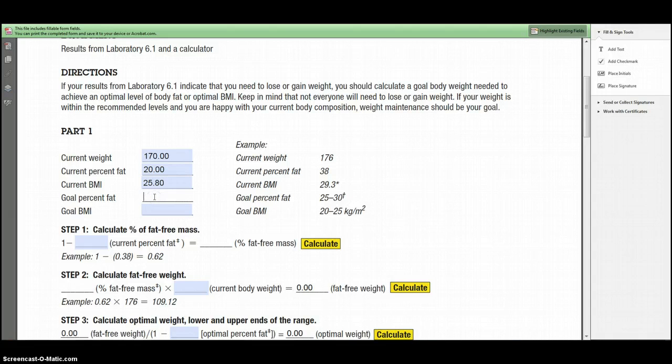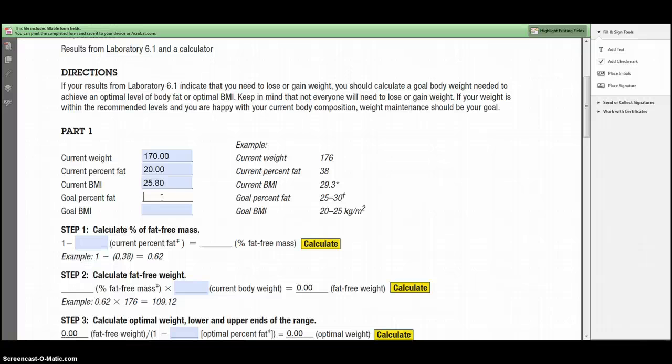Now, I need to select a goal percentage of fat. So what is appropriate? I'm currently at 20. We know that that was classified as slightly overweight. So I'm going to turn back to my book and look on page 145. Again, this is the 6th edition of our text. Just below figure 6.1, in the last paragraph of the first column and moving into the first paragraph of the second column, you notice that there is a general recommendation for men and women.